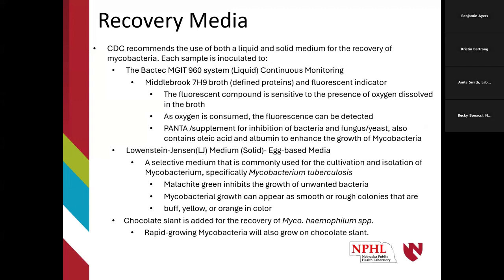Usually we will also use other types, such as a 7H11 agar. Now, the chocolate agar is always added to certain specimen types, and I'll get into that on the next slide, but it does help to recover Mycobacterium haemophilum, and rapidly growing bacteria will also grow on chocolate. One of the things that as laboratorians you will do is recover rapidly growing mycobacteria from routine bacterial cultures.